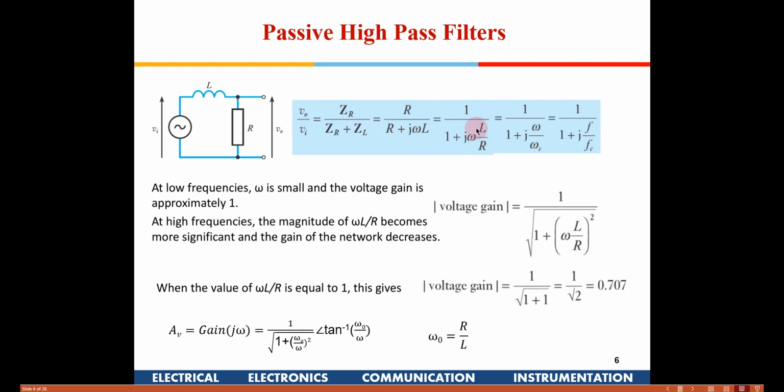Here I am going to define omega 0 as R divided by L. In the capacitance case, I had defined omega 0 as 1 by RC. Here it is slightly different. This is R divided by L, it is not 1 by RL. Okay, that is the difference. It is R divided by L, omega 0. So if I define it in this manner, I come to the same equation. Okay, so the same equation.